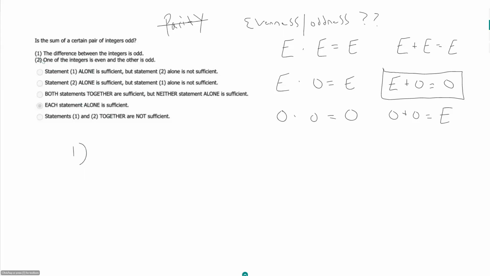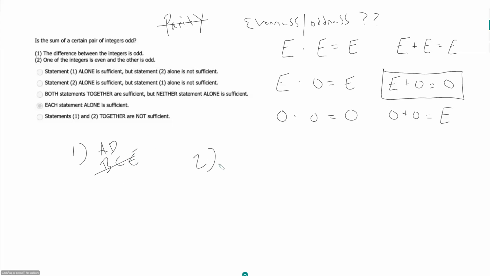I'm sticking with that. Statement 1, the difference between the integers is odd. Your rules for addition should also apply to subtraction, because subtraction really is addition. It's just that you're adding a negative. So this is the same. If the difference between our integers is odd, well, the sum of our two integers should also be odd. Based on that, this is sufficient.